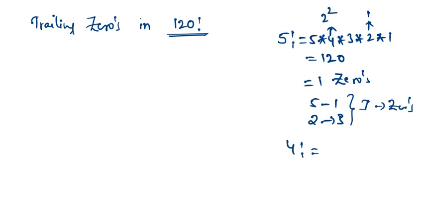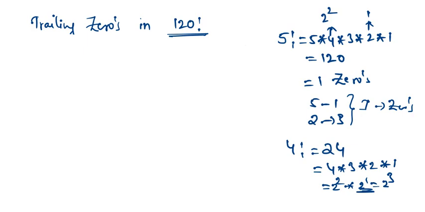Next, 4 factorial. 4 factorial will be equal to 24. So 4 factorial can be written as 4 into 3 into 2 into 1. Here also 4 is 2 square, and 2 is 2 power 1. We are getting 2's 3 times, but there is no 5. In the sense, to find the factorial's trailing zeros, we don't need to check 2 and 5, we need to check only 5. How many 5's are there? We need to check only how many 5's are there.